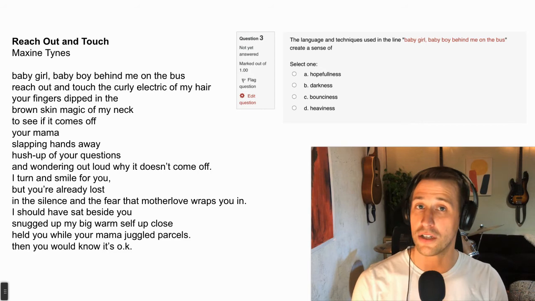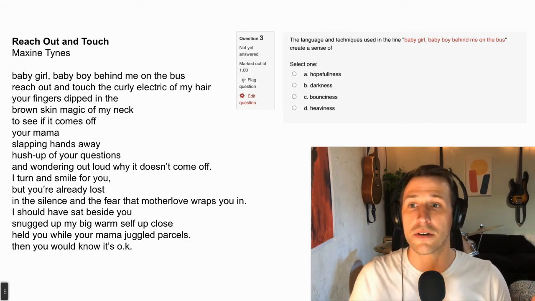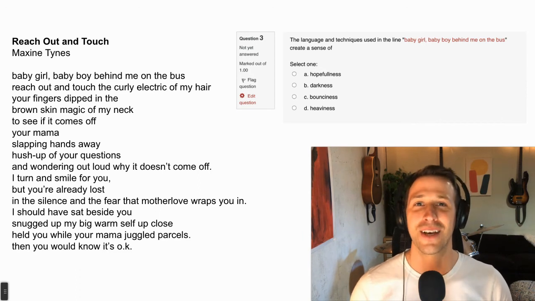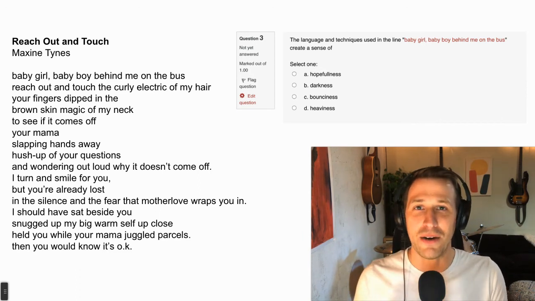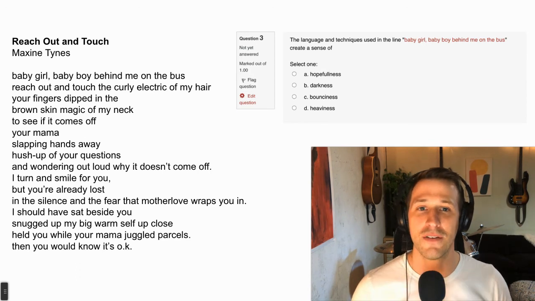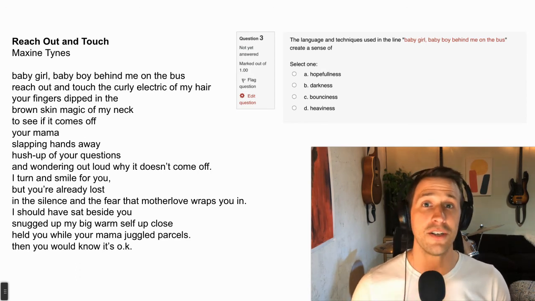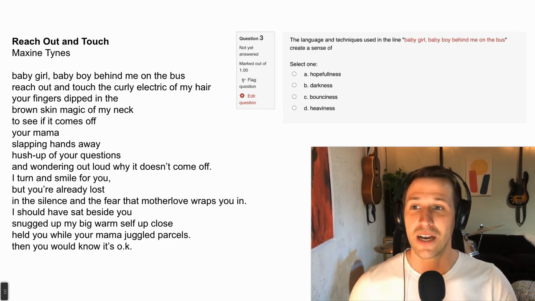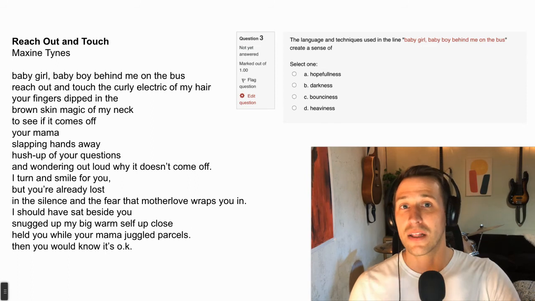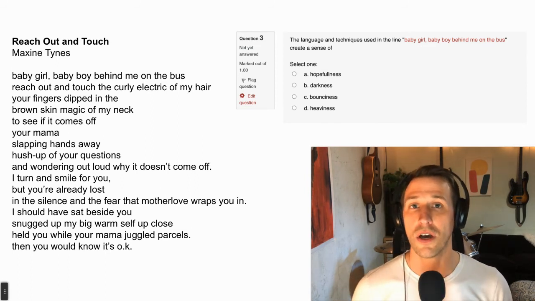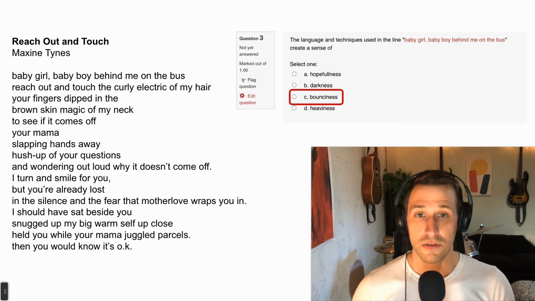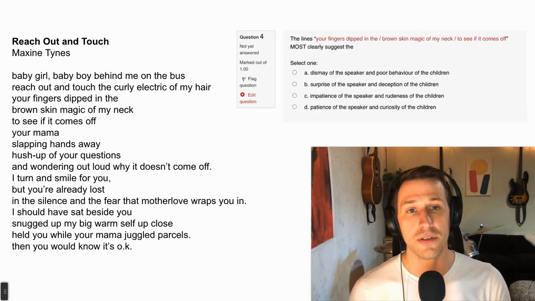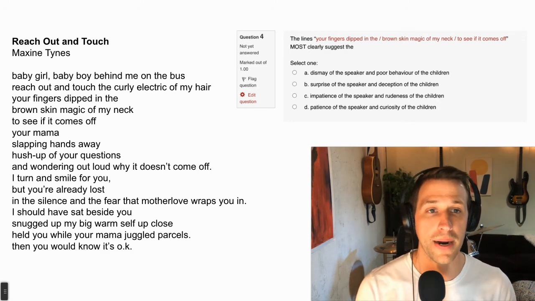This alliteration, especially the fact it's the letter B, makes it a little lighter, a little bouncier, like baby girl, baby boy behind me on the bus. There's like a lightness, a bounciness to that, especially that repetition of the B sound. And I think it's intentional on the author's part. I assume, I don't think it's an accident that Maxine Tynes started her sentence with this kind of lighter, bouncy sentence that includes all of this alliteration. So question 3, bounciness.